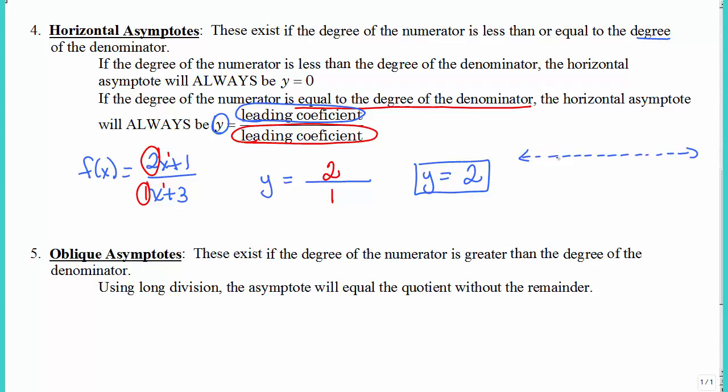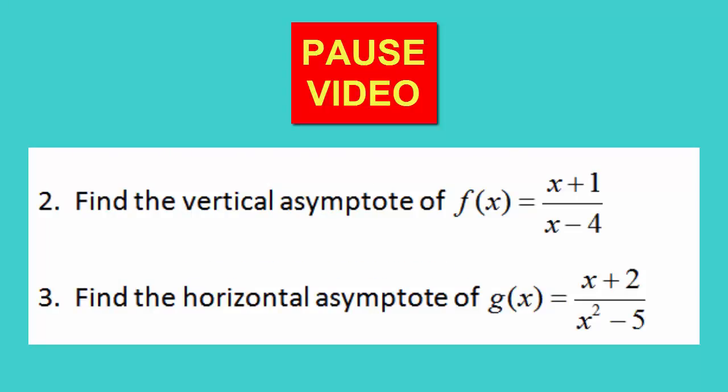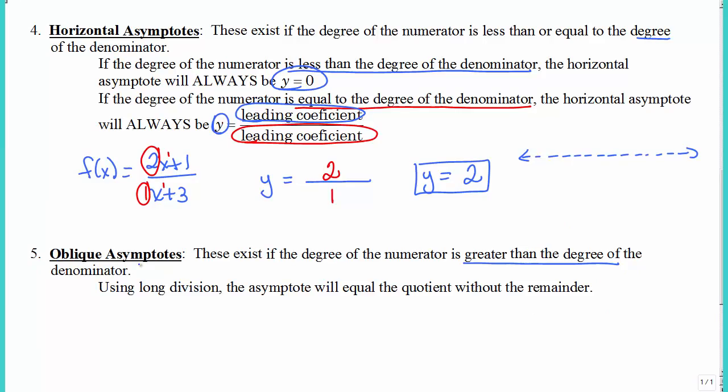and again we would represent that as a dashed horizontal line. Now I want to go back and make sure you've read this, that if the degree of the numerator is less than the degree of the denominator, you don't have to do any work. The horizontal asymptote is always going to be y is equal to 0. And of course you can just write that down. And so the other option is when the degree of the numerator is greater than the degree of the denominator. That's when you have an oblique asymptote.